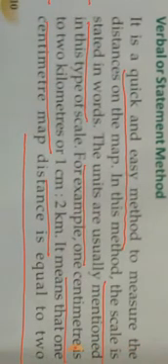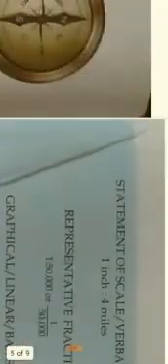It is a quick and easy method to measure the distances on the map. In this method, the scale is stated in words. The units are usually mentioned in this type of scale. For example, 1 centimeter is to 2 kilometers or 1 cm is to 2 km. It means that 1 centimeter map distance is equal to 2 kilometers ground distance. This method is not very popular as it does not give accurate measurement.